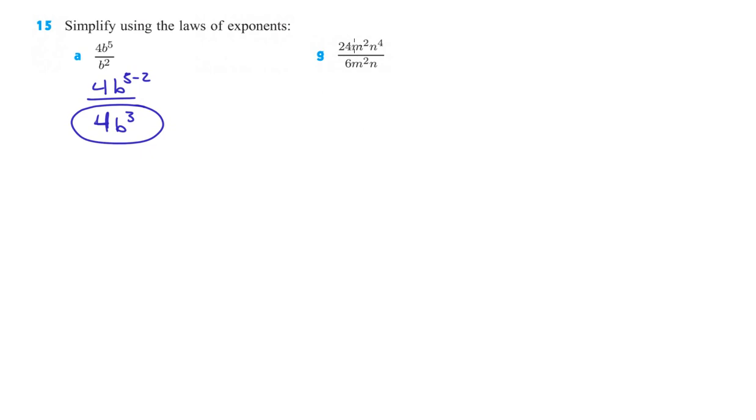Okay? Now this one here, kind of want to look at this as 3 separate little problems. Whatever doesn't have a power, always put a 1 with. 24 divided by 6 gives us 4. M to the 2nd minus m to the 2nd, so that's m to the 2nd minus 2. And then this is going to be n to the 4 minus 1, right? So this is 4. 2 minus 2 is 0, and n to the 4 minus 1 is 3. This m to the 0 just turns into 1, so it's really 4 times 1, n cubed, so it's really 4n cubed. All right?